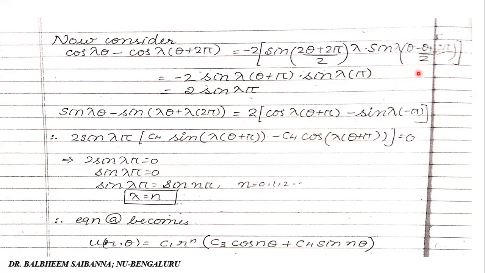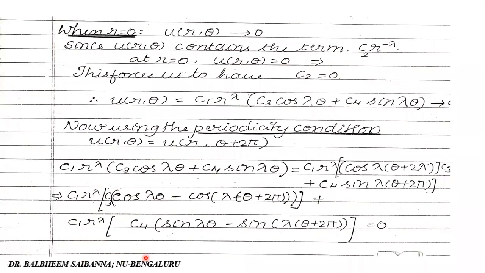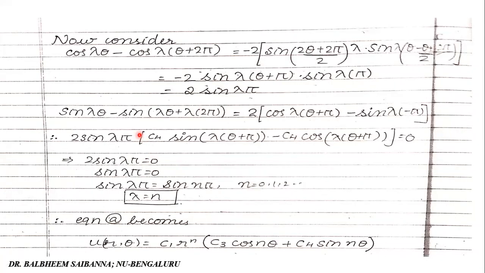Sin lambda pi. Then here, 2 sin theta into 2 sin theta, again sin is there, you can write 2 sin lambda pi. Now this term we have simplified, it is in the form of sin C minus sin D. Use that formula: 2 times cos lambda theta plus pi minus sin lambda minus pi. So 2 sin lambda pi.